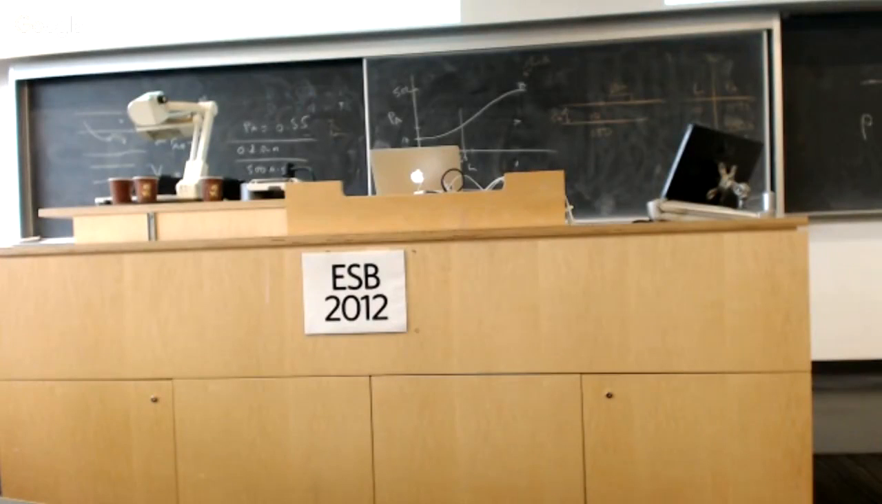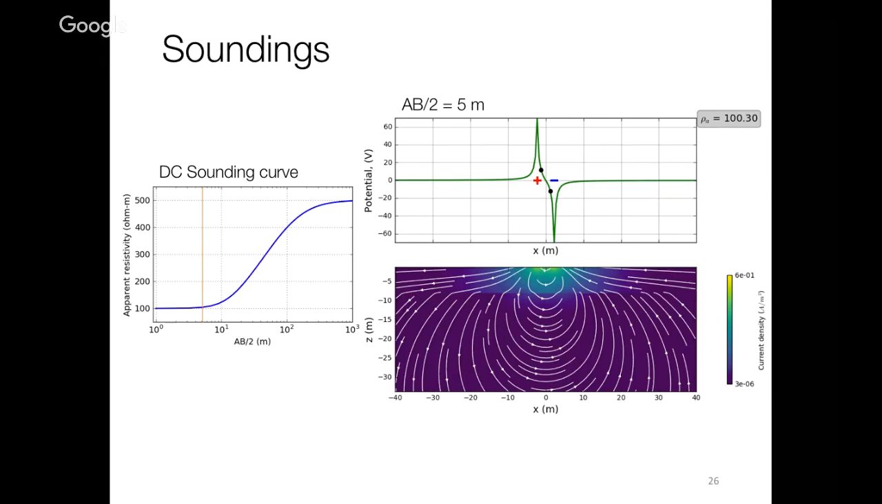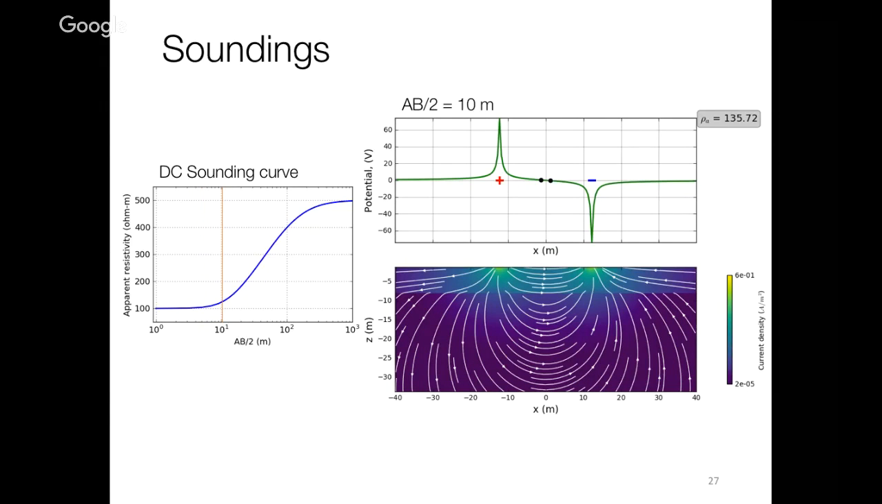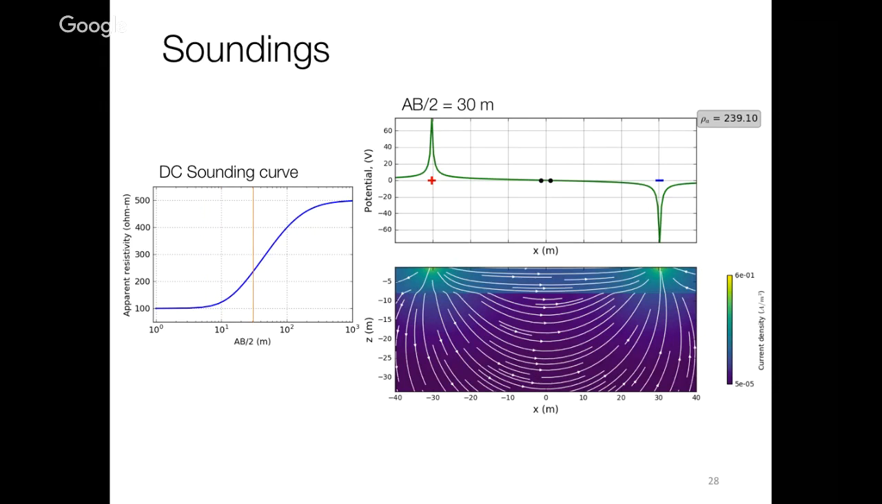work together, then the currents kind of go like that. There's some that go in here, but in this case, the upper layer was 100 ohm meters. So it was 100 ohm meters over 500. And when I'm really very close, I'm just sensing that upper layer. If I spread them farther apart, then my apparent resistivity gets up to 135, and you can see where the currents are flowing. And if I go even farther apart, I get more current that's flowing through here.